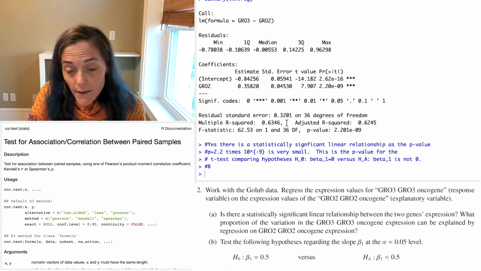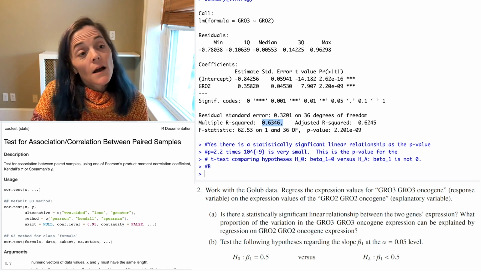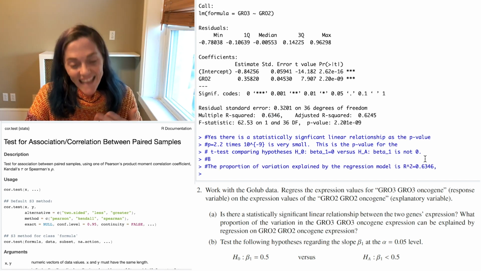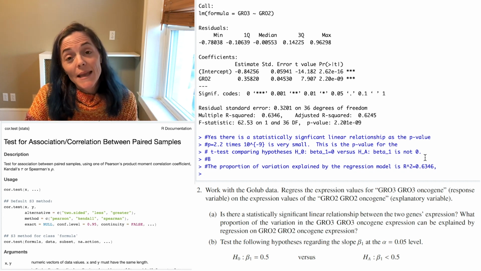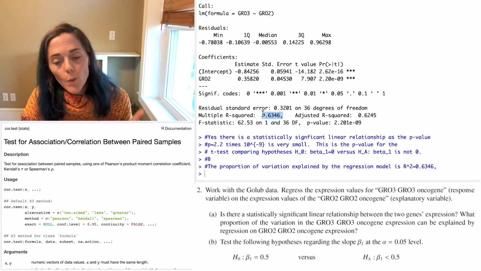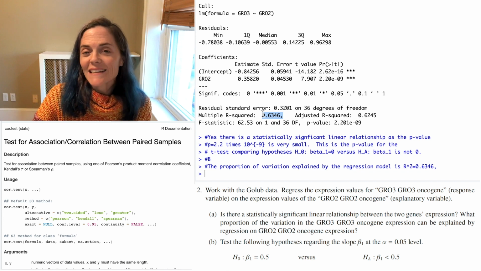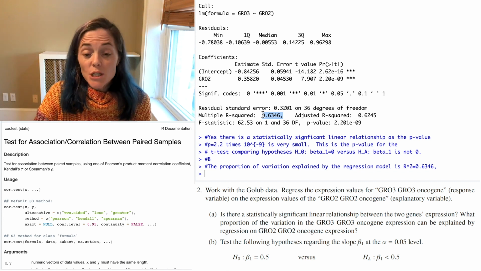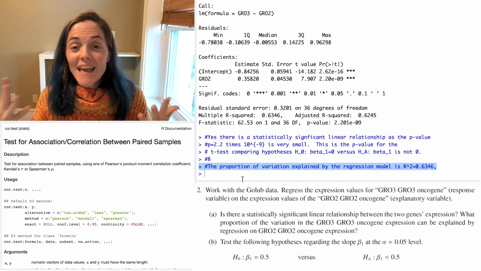We look here at the multiple R squared. So let me make this as a comment. And here is my comment: the proportion of variation explained by the regression model. Well, it's here, this R squared, 0.6346. Now, I'm going to take you back to the original session in which you won't see this on the R, but we have discussed it.